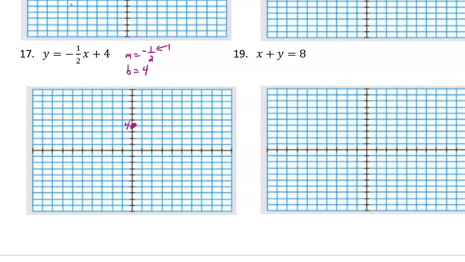The -1 means down 1 square. The 2 means right 2 squares. Down 1 over 2, down 1 over 2, down 1 over 2, down 1 over 2. You could even go up 1, left 2, up 1, left 2, up 1, left 2. All of the dots line up in a straight line.